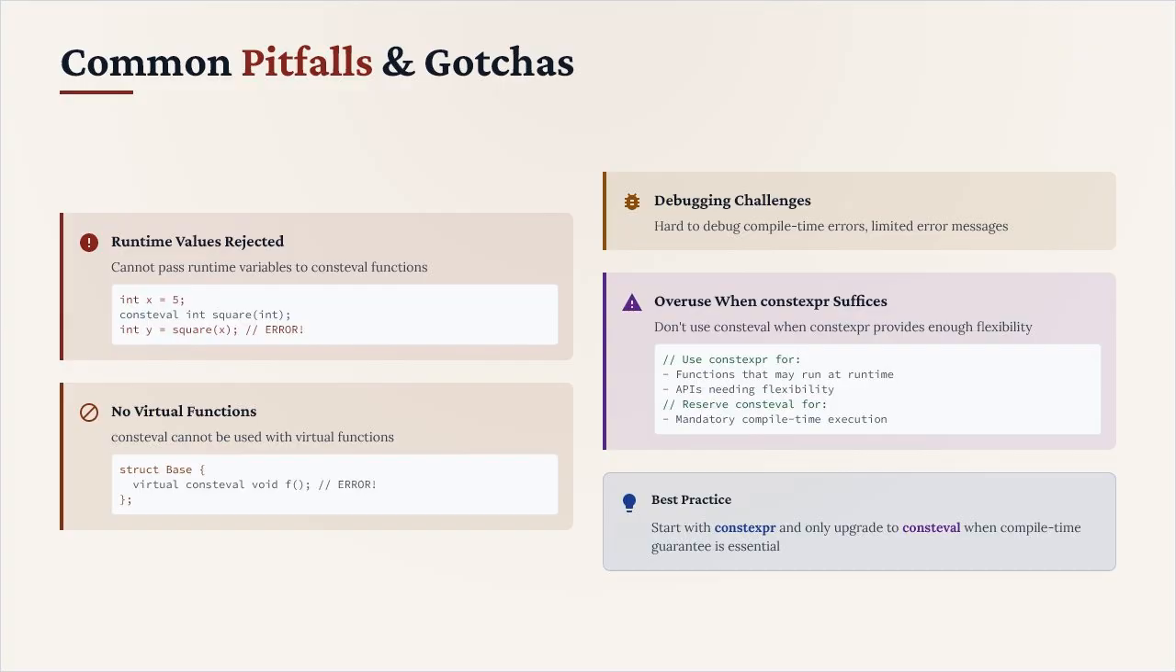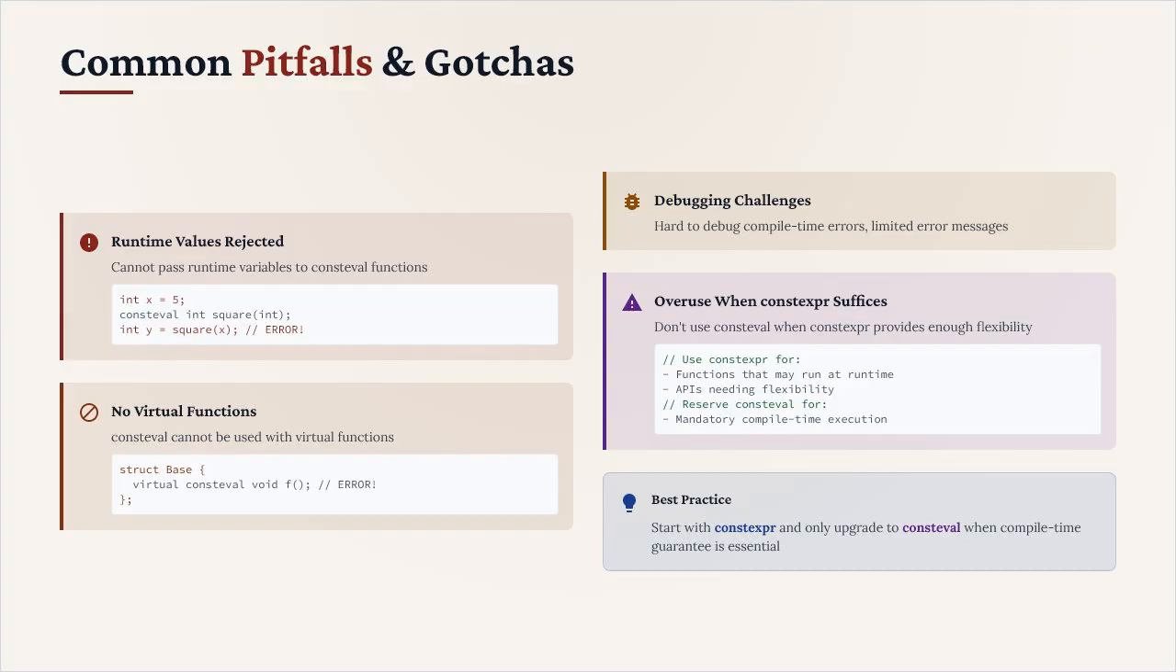Third, debugging consteval functions can be challenging since they're evaluated at compile time, and error messages can sometimes be difficult to interpret. Compile time errors in consteval functions often manifest as template instantiation errors or other complex compiler diagnostics, which can be harder to understand than runtime errors. Finally, there's a tendency to overuse consteval when constexpr would suffice. Remember that consteval should be reserved for cases where you specifically need the compile time guarantee.